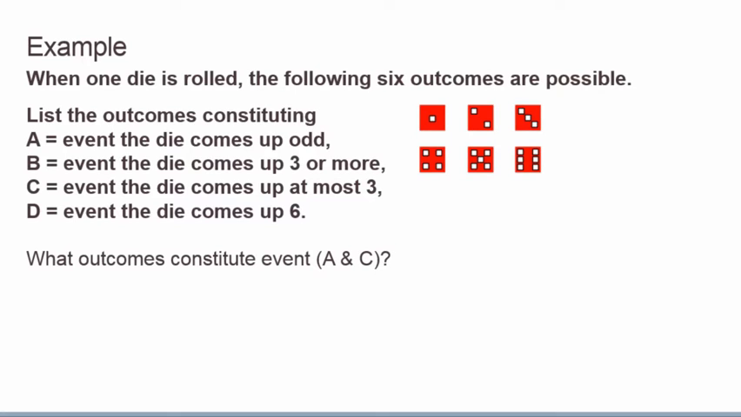Continuing, what outcomes constitute event A and C? Event A, the die comes up odd. Event C, the die comes up at most 3. The only outcomes that occur in both A and C are 1 and 3. Event A and C is 1, 3.